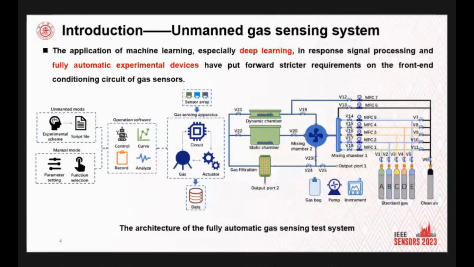The application of machine learning and fully automatic experimental devices has put forward stricter requirements on the front-end conditioning circuit of gas sensors. The former requires the acquisition circuit to have high precision and range, while the latter requires that the circuit be able to be automatically controlled by the software.